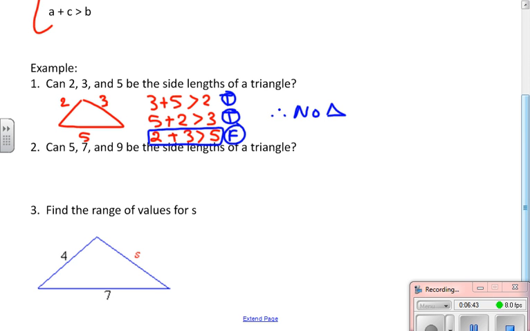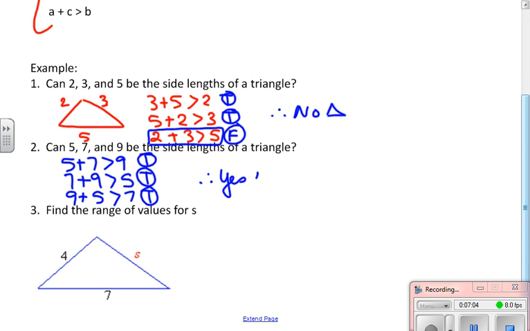So how about 5, 7, and 9? So 5 plus 7, is that greater than 9? Is 7 plus 9 greater than 5? And is 9 plus 5 greater than 7? If you need a picture, go ahead and draw it. First one is true. 16 is greater than 5. True. 14 is greater than 7. True. Therefore, yes, it can make a triangle.